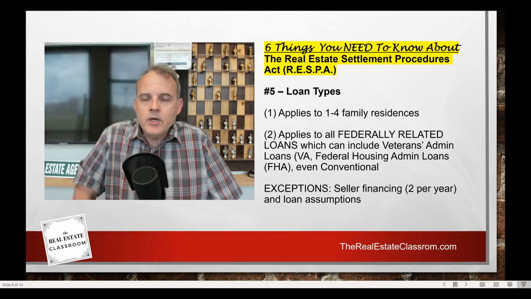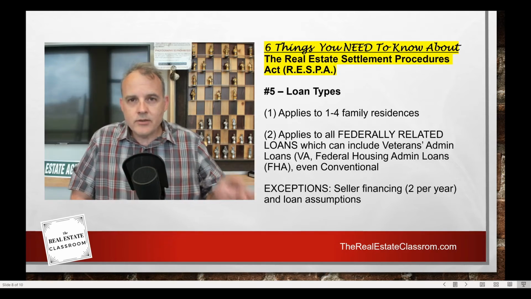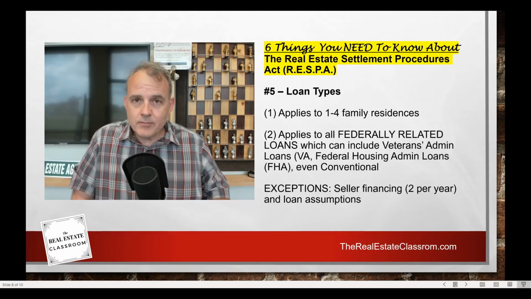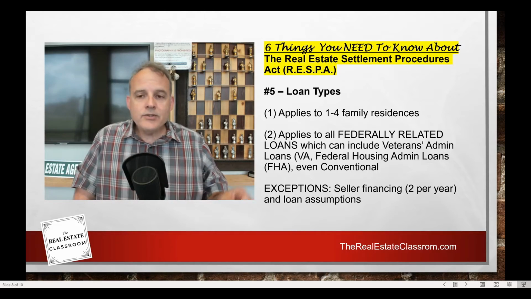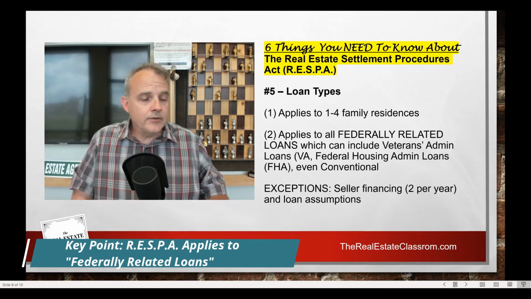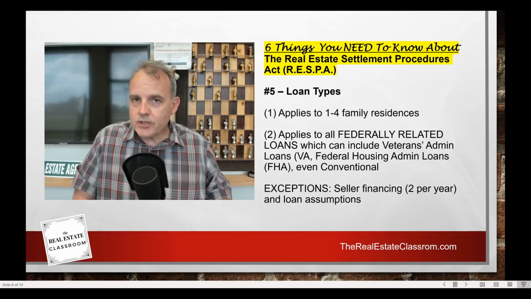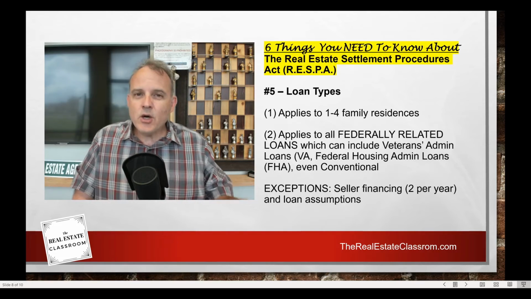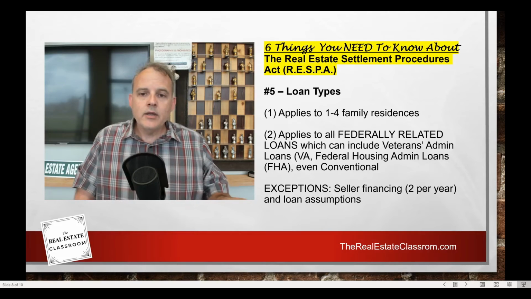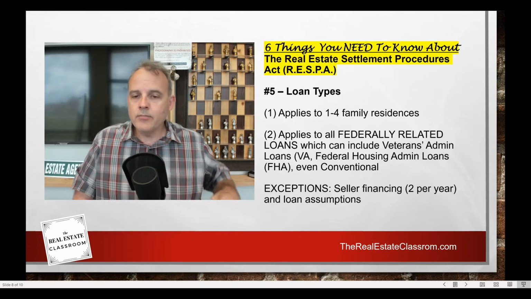It's probably important too that you know under the Real Estate Settlement Procedures Act, the types of loans that apply are the 1 to 4 family residence, which is the single family house, the duplex, the threeplex, and the fourplex. It can apply to investment properties as well. Here is the key, and you have to know this for your real estate exam. It applies to all federally related loans. Now, federally related loans can be veterans loans or VA loans. It can be Federal Housing Administration loans, which we typically call FHA loans. It can be conventional loans. You don't really have to know that so much for the exam. You have to know that RESPA, or the Real Estate Settlement Procedures Act, applies to all federally related loans. That's an important thing you need to know.